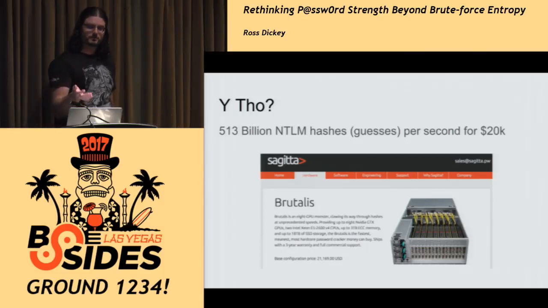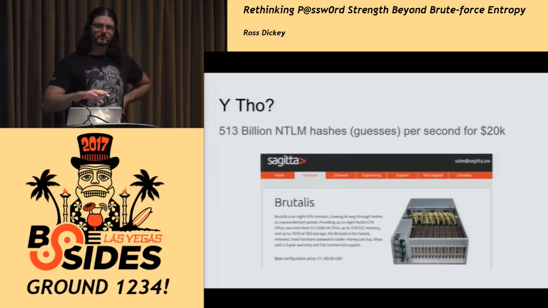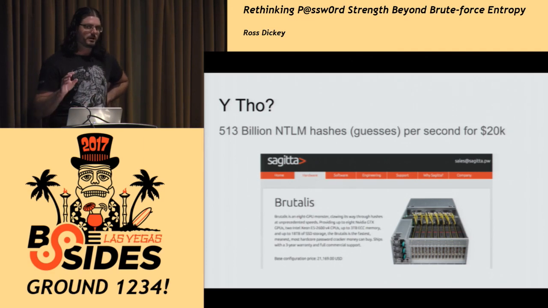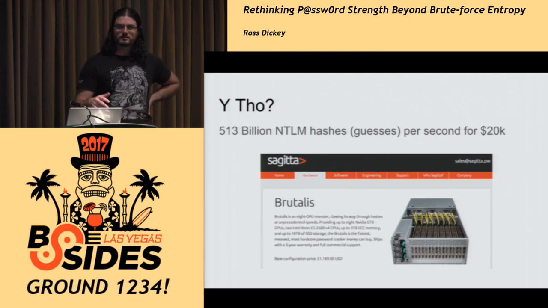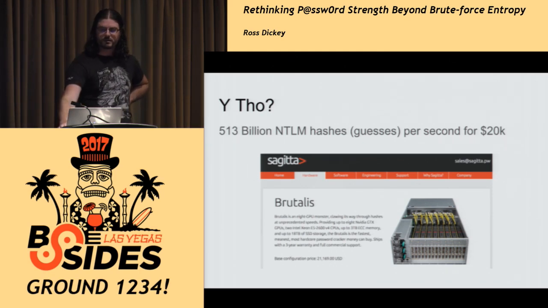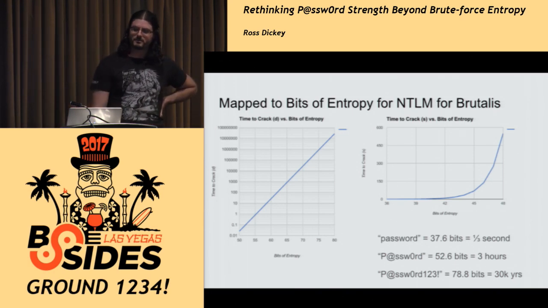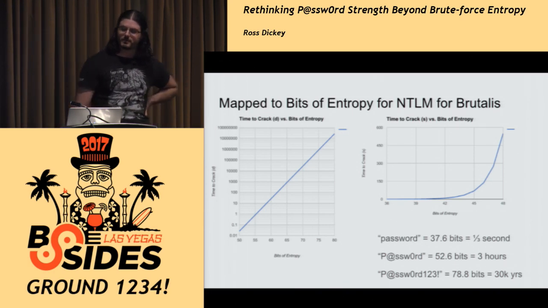So there's this cool piece of hardware you can go online and buy for 20 grand. Now, not every password cracker's mom has this in her basement, but it is a good sort of yardstick for how quickly passwords can get cracked. So NTLM hashes, it can do about 500 billion, is that the number? Per second.